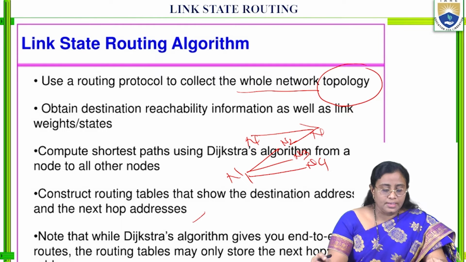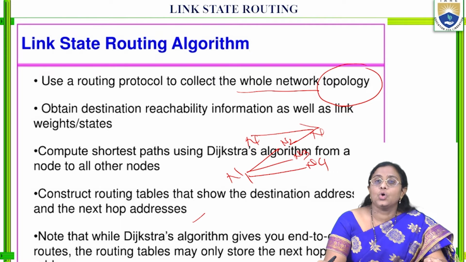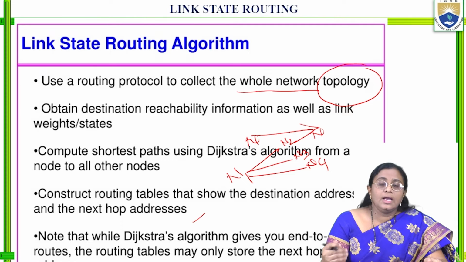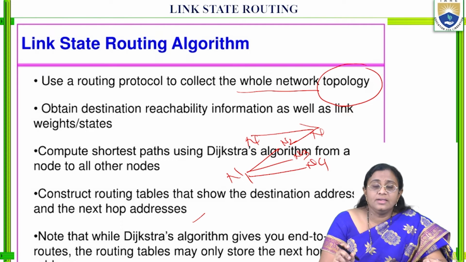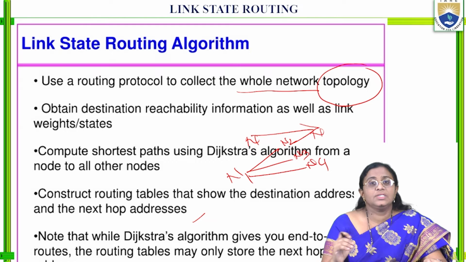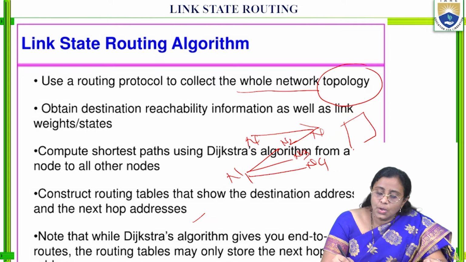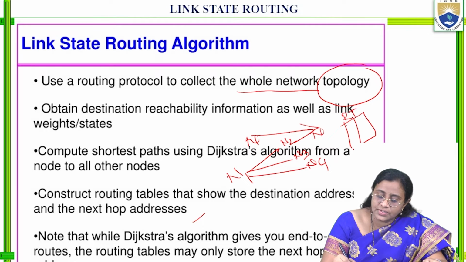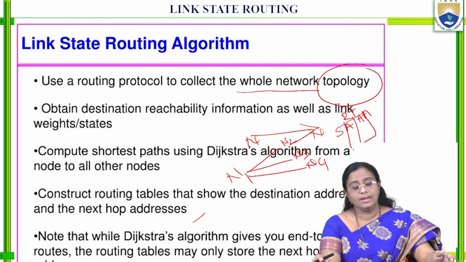And coming to the last point: construct routing tables which show the destination addresses and the next hop addresses. As I have already clearly explained in my previous video, a routing table consists of the addresses and the hop addresses, the reaching addresses and the destination addresses, or sending addresses and the destination addresses. A routing table consists of two addresses. The first one is the base address or sending address, and the second one is the hop address, that is nothing but the destination address.